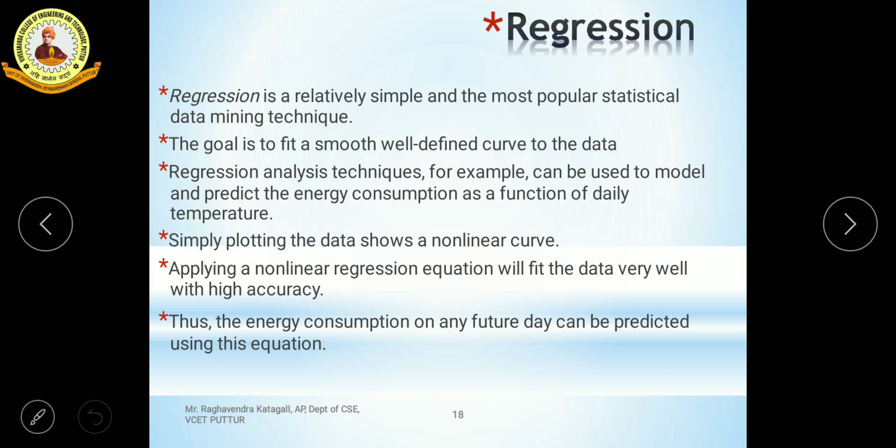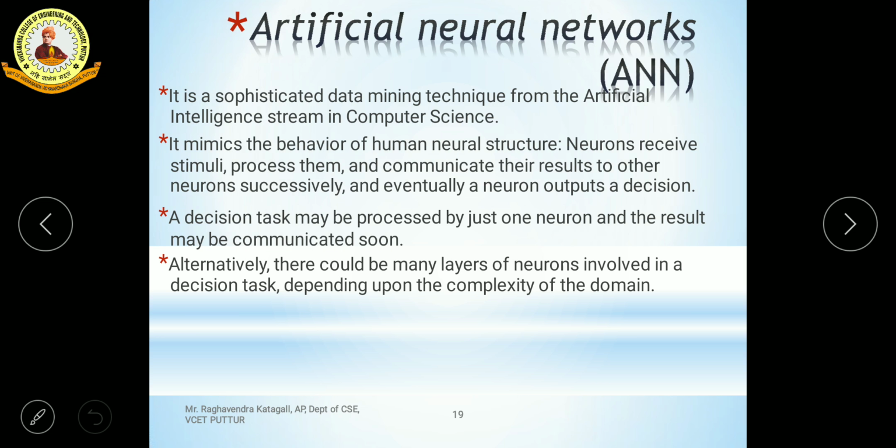Then coming to the next point, that is artificial neural networks. So ANN is a sophisticated technique, as you already know, in data mining. What you have here is a technique wherein the human brain or human neural structure is imitated, right?